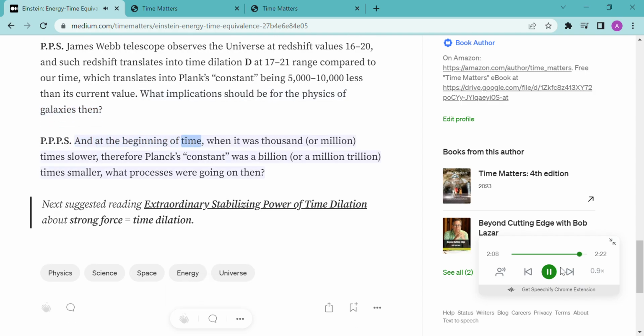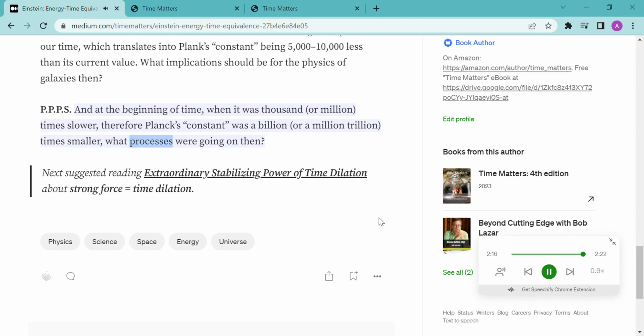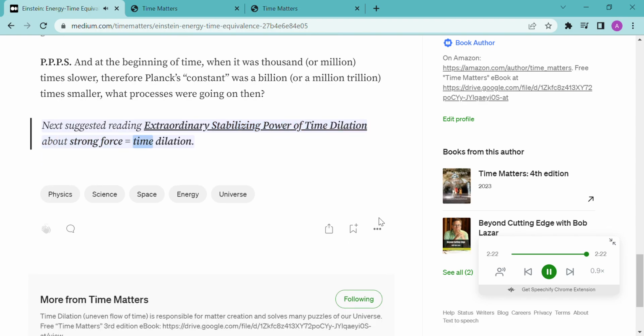PPS and at the beginning of time, when it was 1,000, or million, times slower, therefore Planck's constant was 1 billion, or 1,000,000 trillion, times smaller. What processes were going on then? Next suggested reading: extraordinary stabilizing power of time dilation, about strong force equals time dilation.